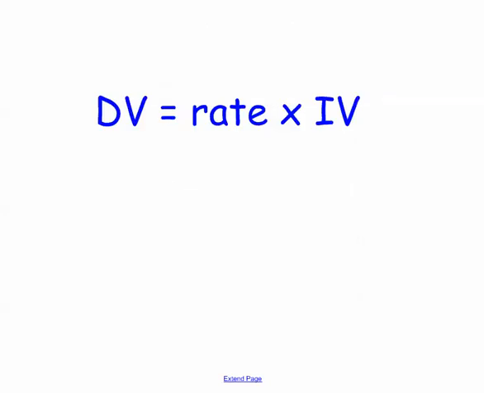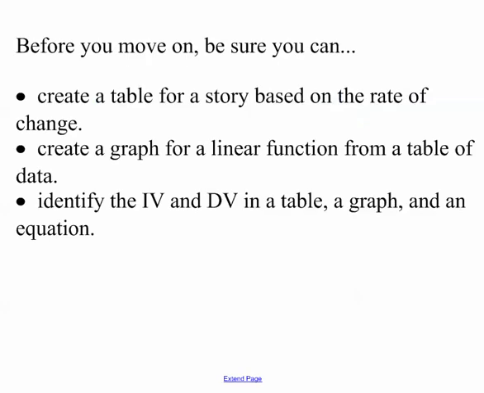And this is the big idea to wind this lesson up. Make sure you understand that to find the dependent variable, the outcome on all of these stories, we took the rate and multiplied it by the time, or the IV. As you finish this lesson, please be sure that you can create a table for a story based on a rate of change. Make sure that you can take that information and graph the linear function from the table, and that you can identify the independent variable and the dependent variable in a table, on a graph, and in an equation.